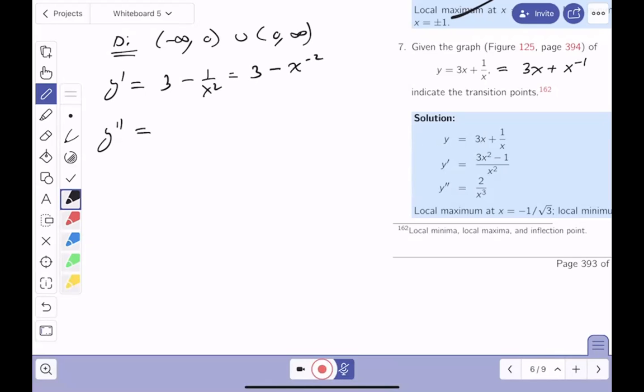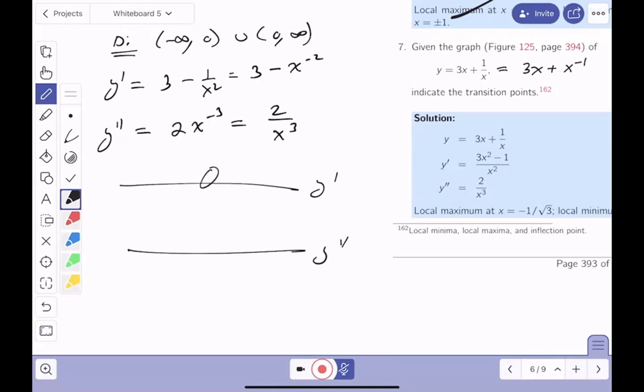What's the second derivative going to be? 2x to the minus 3. And what do you get over there? 2 over x cubed. All right. So let's take a look at the first and second derivative pretty quickly. These are much easier to deal with. 0 must be removed from the number line every single time. It's not in the domain of the problem. For the first problem, when is it equal to 0? When you get plus or minus 1 over root 3.